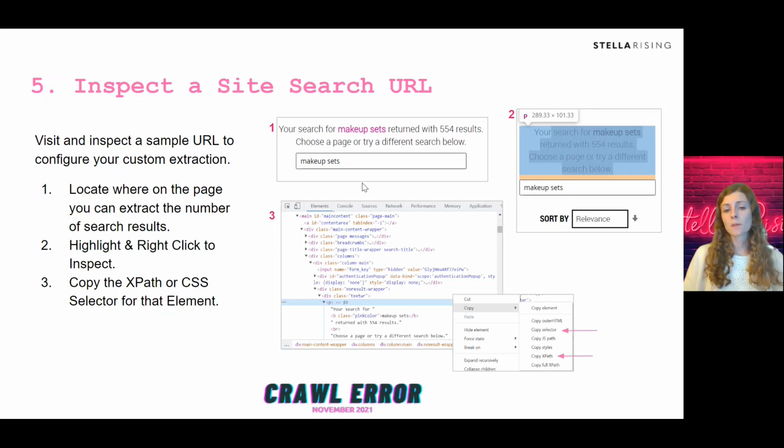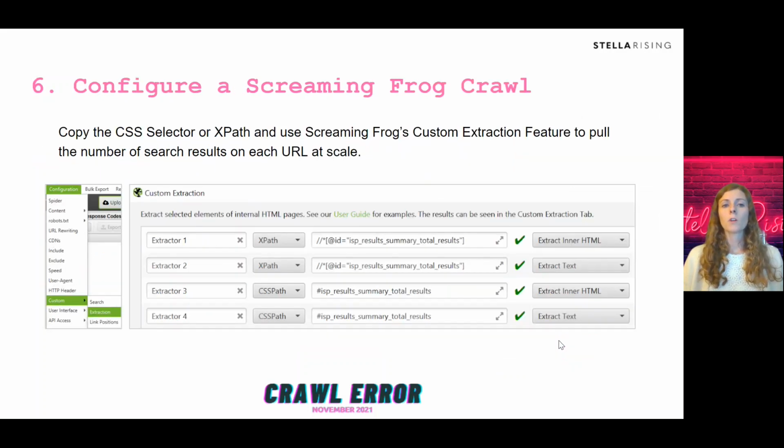Once you've done that, the purpose of this is to create a custom extraction in Screaming Frog. So you will copy the selector here or copy the XPath. You'll then plug this into your Screaming Frog custom extraction under your configuration, and just make sure that everything is lining up. You can use extract inner HTML, you can use extract text.